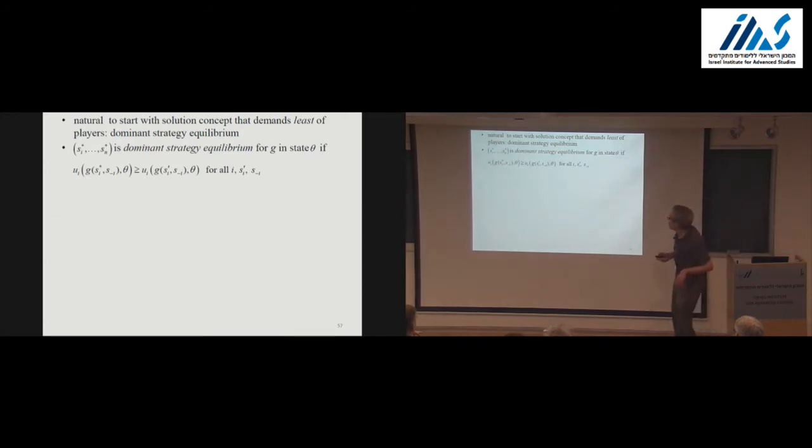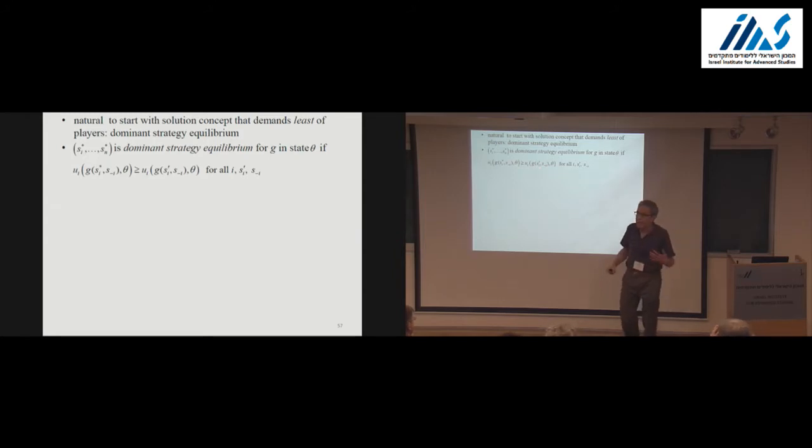As most of you probably know, we say we have a dominant strategy equilibrium of a mechanism G in state theta if, regardless of the strategies that the other players use, and s minus i you should think of as the vector of strategies that players other than i are using, player i is at least as well off using his dominant strategy s_i as any other strategy s_i prime.